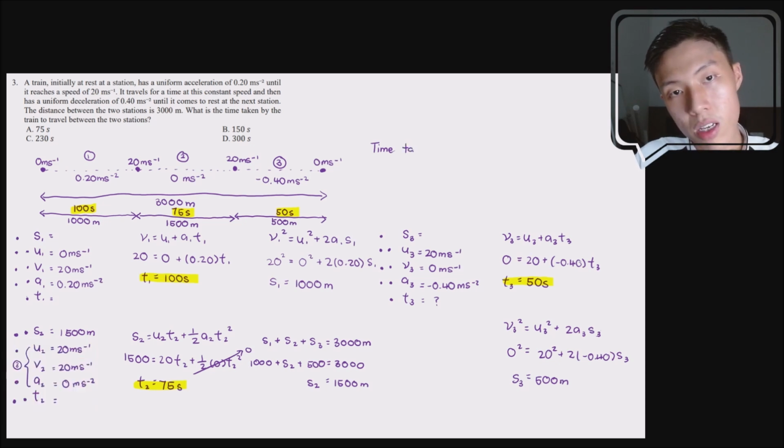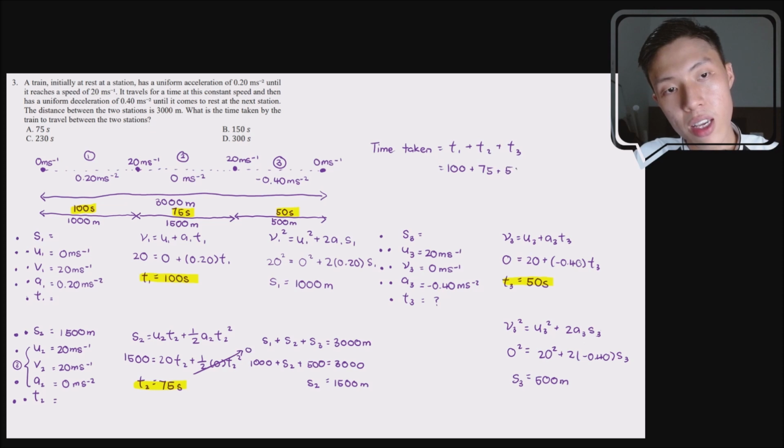The time taken will be equal to T1 plus T2 plus T3. So all three of these can be added up together. So you have 100 plus 75 plus 50, and therefore you are able to obtain an answer of 225 seconds.